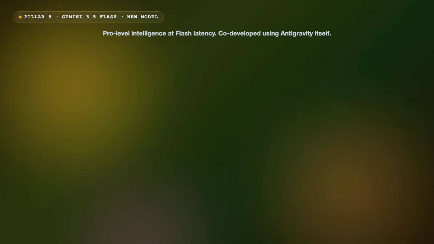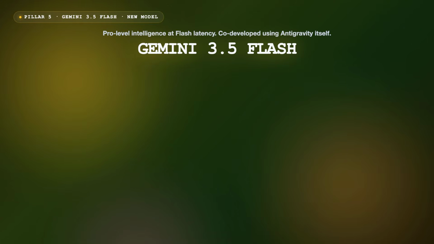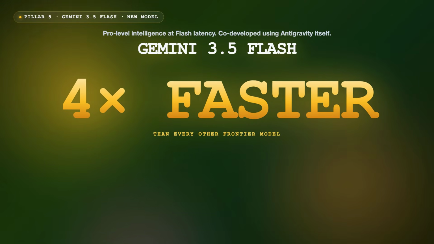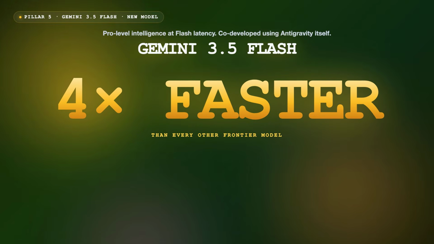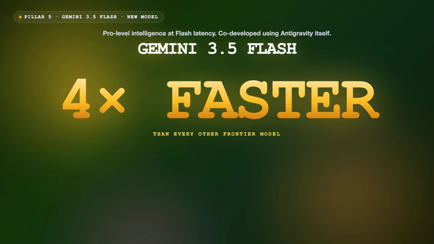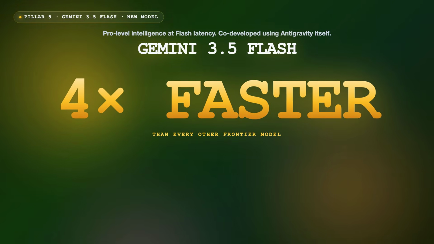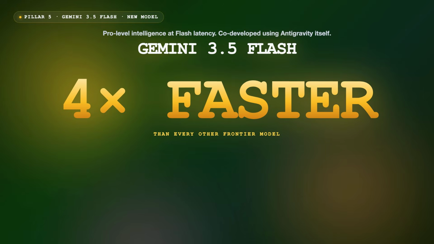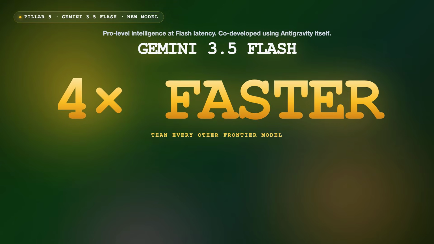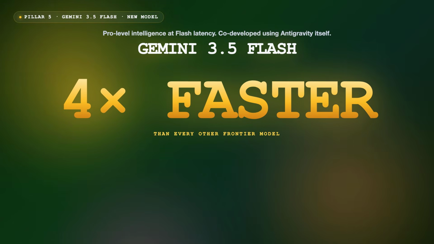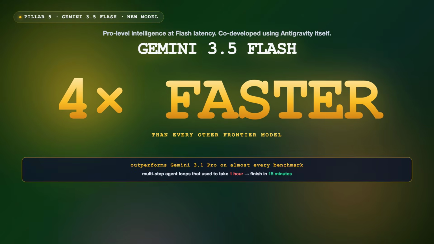Pillar 5: Gemini 3.5 Flash. The new model under the hood. Google's claim: outperforms Gemini 3.1 Pro on almost every benchmark, while running 4 times faster than every other frontier model. Pro level intelligence at flash latency. The model was co developed using Antigravity itself. Google used the platform to build the platform.